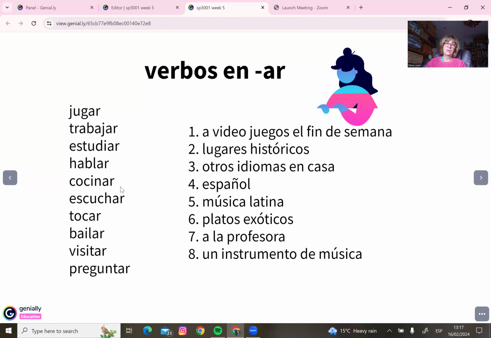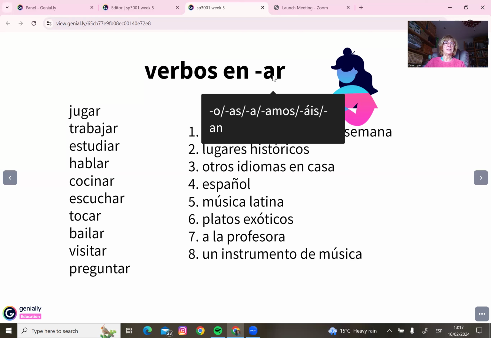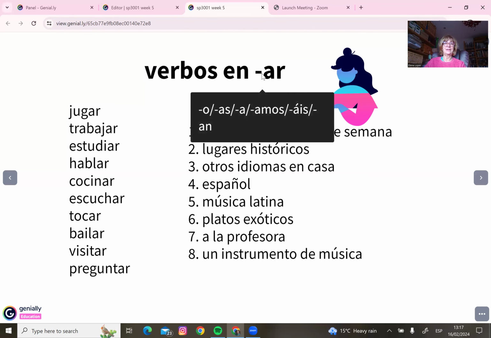Cocinar platos exóticos. Escuchar música latina o escuchar a la profesora. Bailar música latina. Visitar lugares históricos. Preguntar a la profesora. So these are all sentences that make sense. If I want to ask you if you do any of these activities, I need this ending, as. ¿Juegas a videojuegos el fin de semana? ¿Trabajas el fin de semana? ¿Estudias español? ¿Estudias empresariales? ¿Estudias ingeniería? If I reply to these questions, no estudio ingeniería, estudio química. I need the I form.